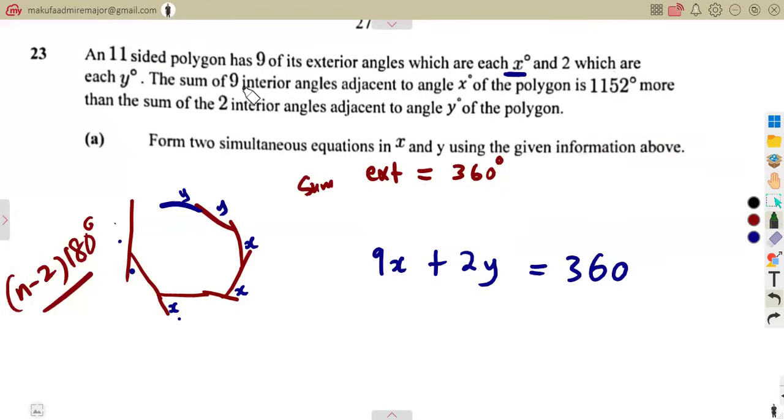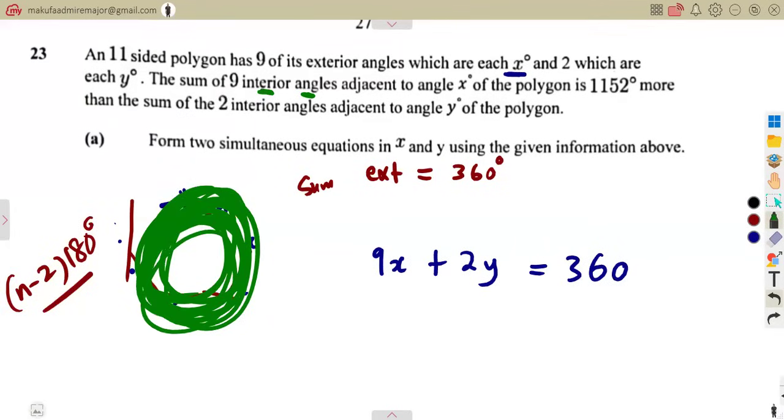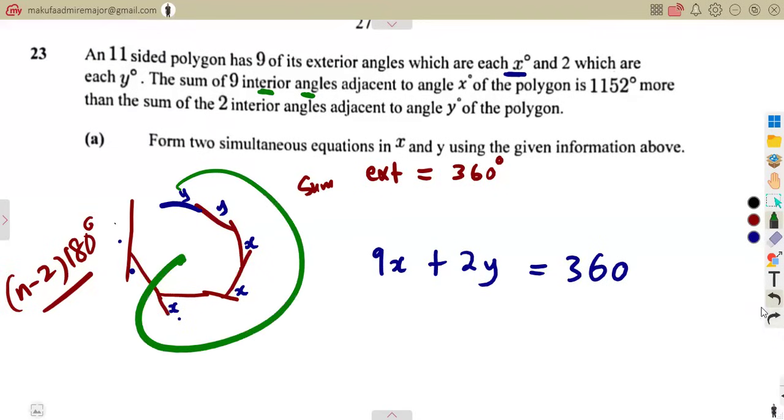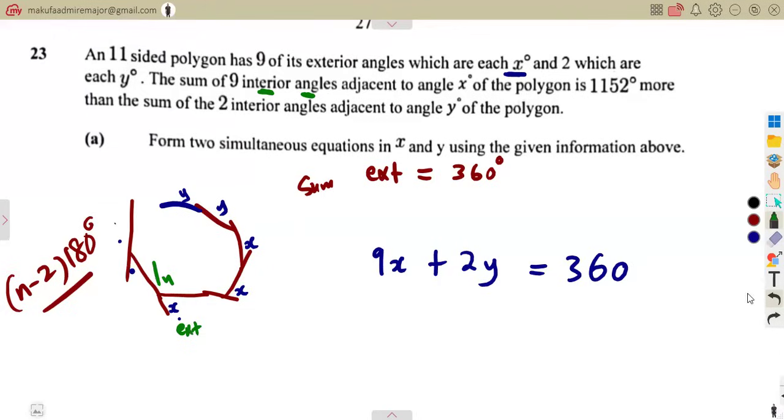The sum of 9, now it's interior. These are not interior angles, so do not confuse them with this. These are exterior. So what is the relationship? We need the relationship between the exterior and the interior, because they are talking about the interior. The interior angle is adjacent to x. Remember, these two angles add up to 180 on a straight line. So if the exterior is x, the interior is going to be 180 minus x.